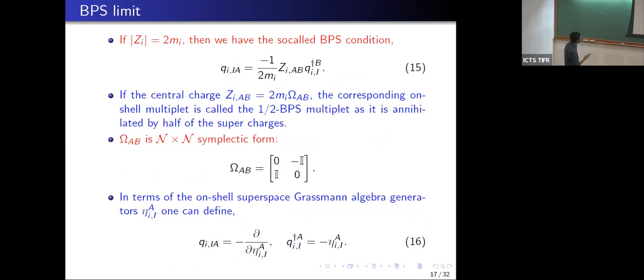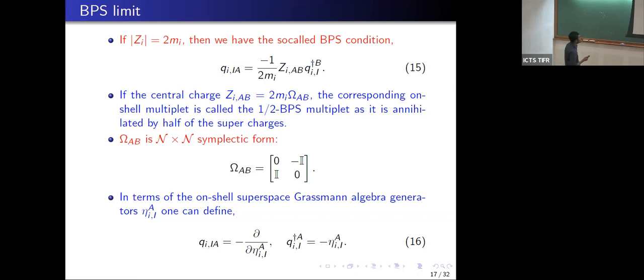And now discuss the BPS limit. So if the mod Z_I equals 2M_I, then we have the so-called BPS conditions. In this condition, not all the creation or annihilation operators are independent, but they are dependent. So if the central charge Z_I^{AB} equals 2M_I with this symplectic form omega^{AB} like this, then the corresponding on-shell multiplet is called a half BPS multiplet, and it is annihilated by half of the supercharges.